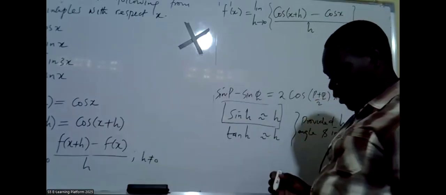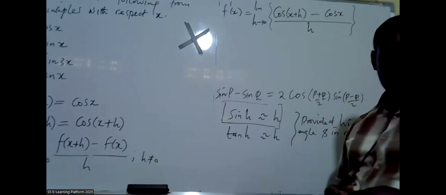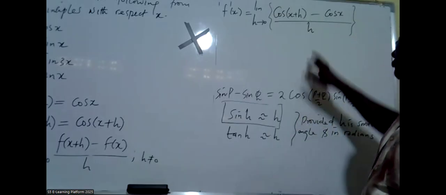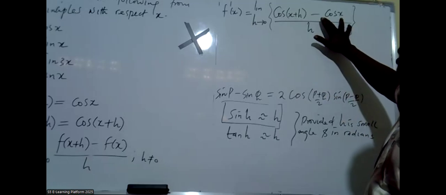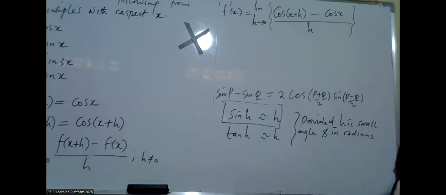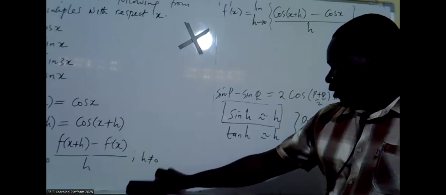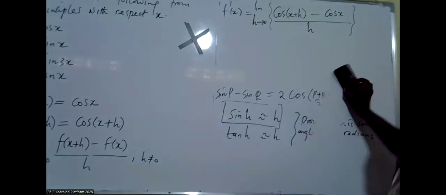Now that you have learned the factor formula, I want you to apply it and tell me what we get in the numerator here, cos of x plus h minus cos x. Cos of x plus h minus cos x. What does it give us using our factor formula?